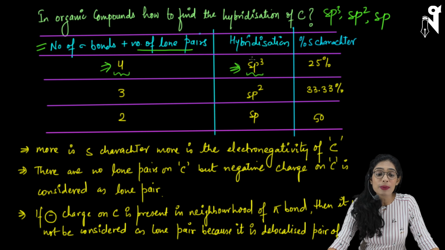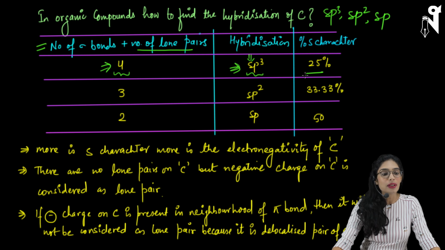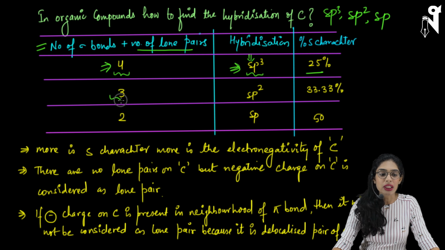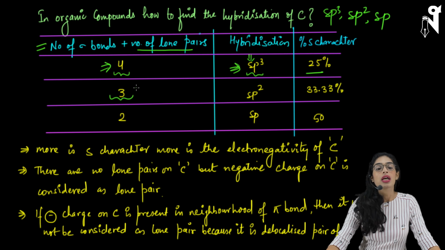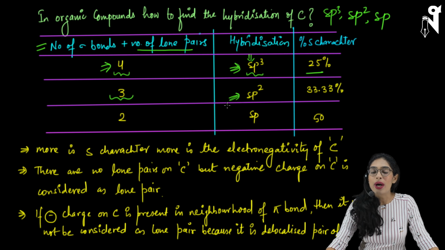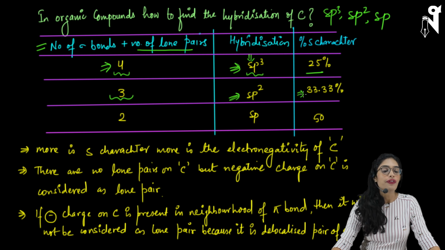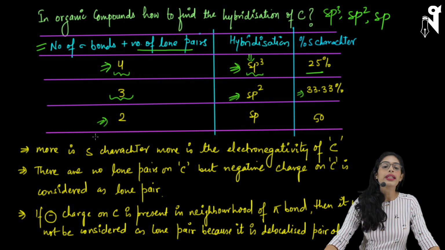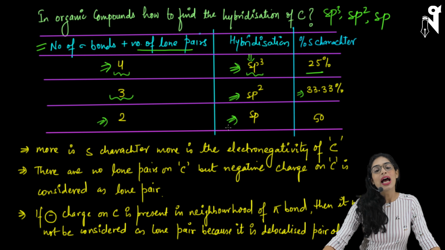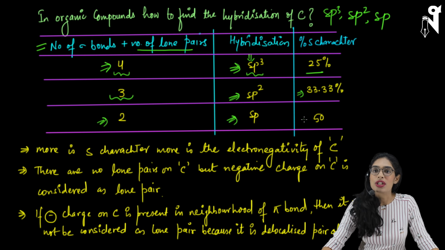Here, the percentage of s in this hybridization is 25%. Similarly, if the sum of sigma bonds plus lone pairs comes out to be 3, then the hybridization will be sp2 and the percentage s character will be 33.33%. If the number comes 2, then the hybridization will be sp and the percentage s character will be 50.